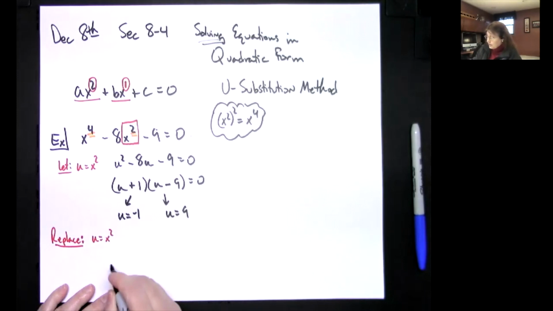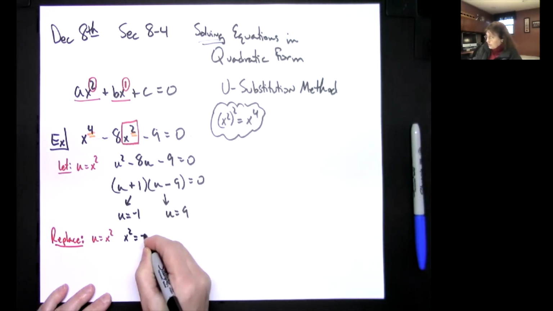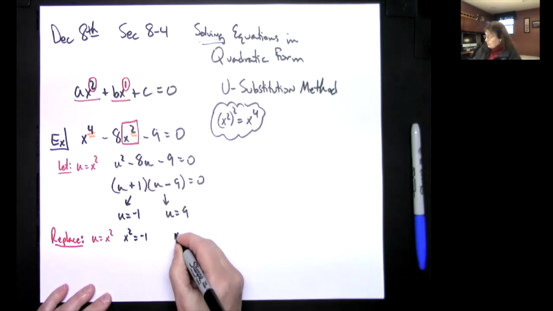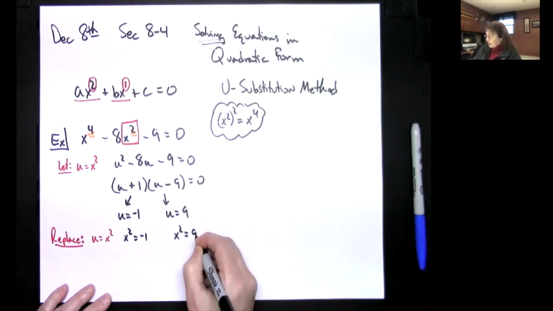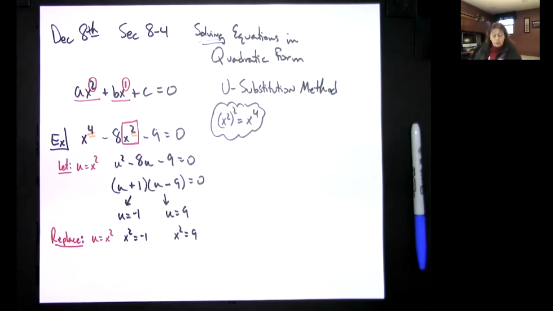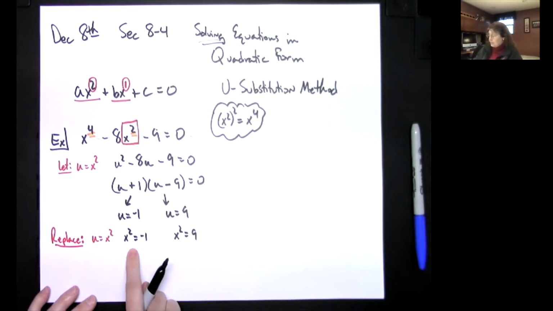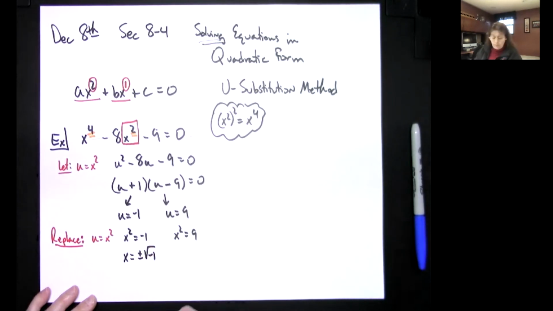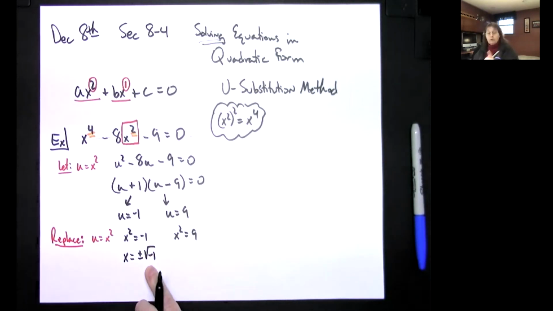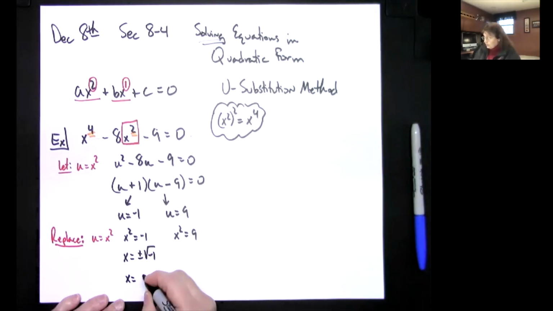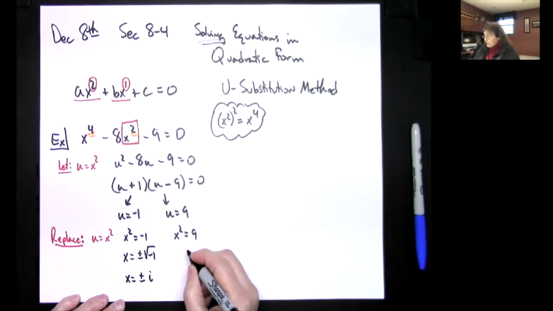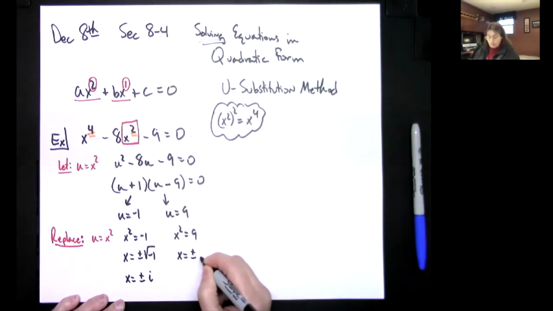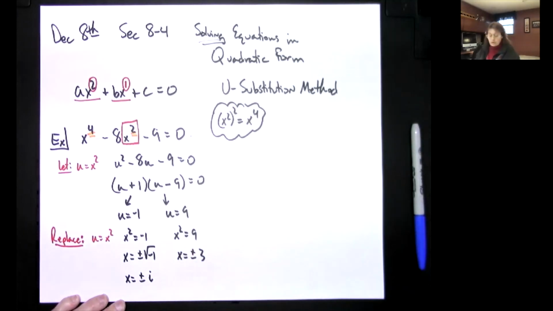So I'm going to replace that u with x squared. So I'm going to have x squared equals -1. I'm going to do it over here as well. I'm going to replace that u with the x squared and set that equal to 9. Okay, and then now I have some more work to do. When I take the square root of both sides here, x is equal to plus or minus the square root of -1. All right, well, now we can do this, right? Because we talked about that square root of -1 being an i. So x is equal to plus or minus i right there. This one, when I take the square root of both sides, I'll have x is equal to plus or minus 3 because the square root of 9 is 3.